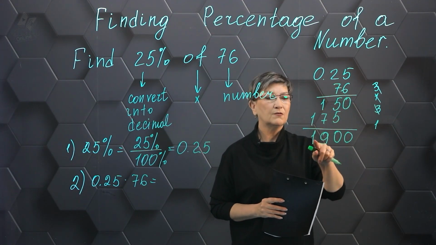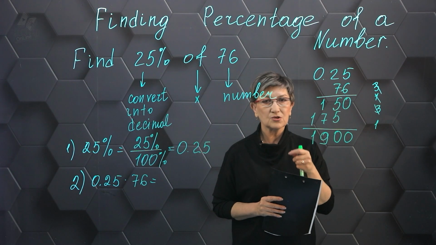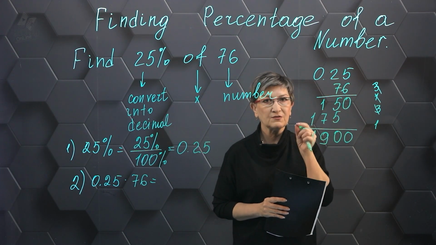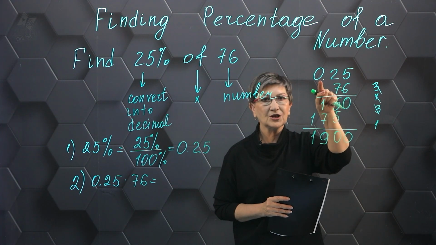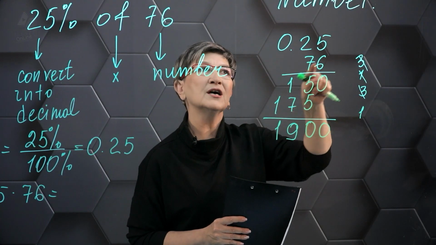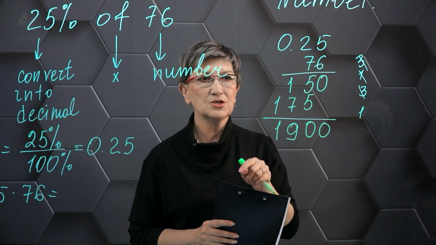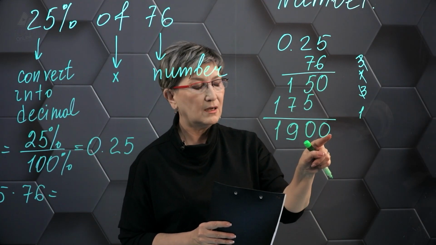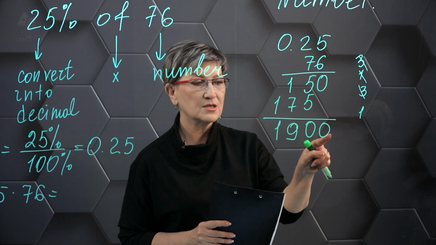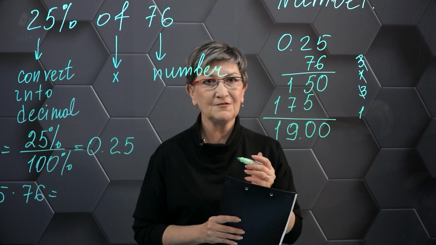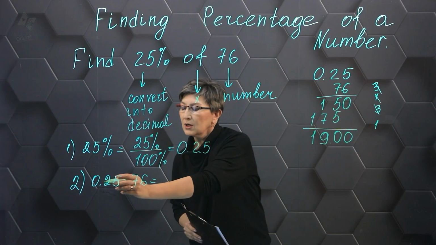Next, I need to emphasize the whole part. What do I need to do? I go back to our example and count the number of digits after the decimal point, and I see that our numbers only have 2 digits after the decimal point. So I highlight those decimal points and count 1, 2. The result is 19 whole. So when I multiply 0.25 hundredths by 76, I have 19.